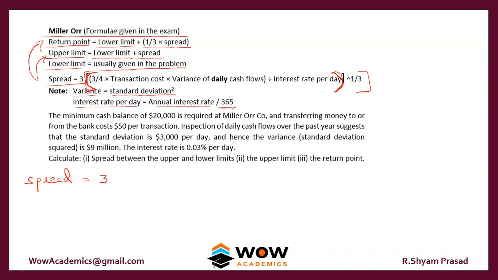So the formula works like 3 into, you have to get an answer for this, so that is 3 by 4 into the transaction cost. So we'll read the question and we'll get these numbers. The minimum cash balance of 20,000 is required at Miller-Orr Co, and transferring money to or from the bank costs 50 per transaction. Inspection of daily cash flows over the past year suggests that the standard deviation is 3,000 per day, and hence the variance is 9 million.